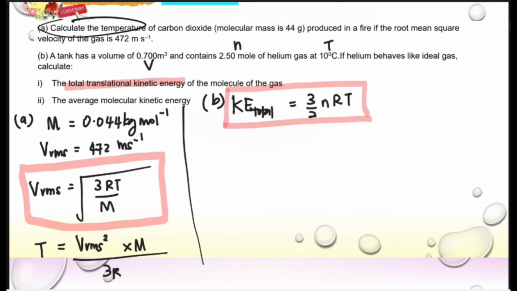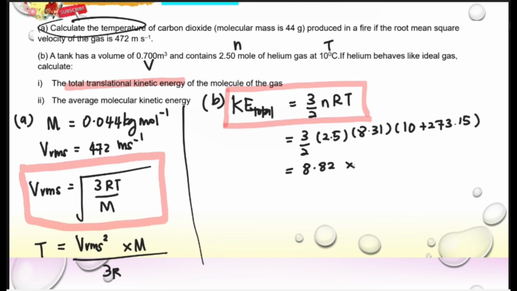Okay, so we can just substitute where n is given 2.5, R is 8.31, and the temperature must be in Kelvin. So 10 plus 273.15. Okay, so you tekan kalkulator elok-elok, you akan dapat 8.82 times 10 power of 3 joule. Okay, so this is the answer. And then this is B1 and then B2.